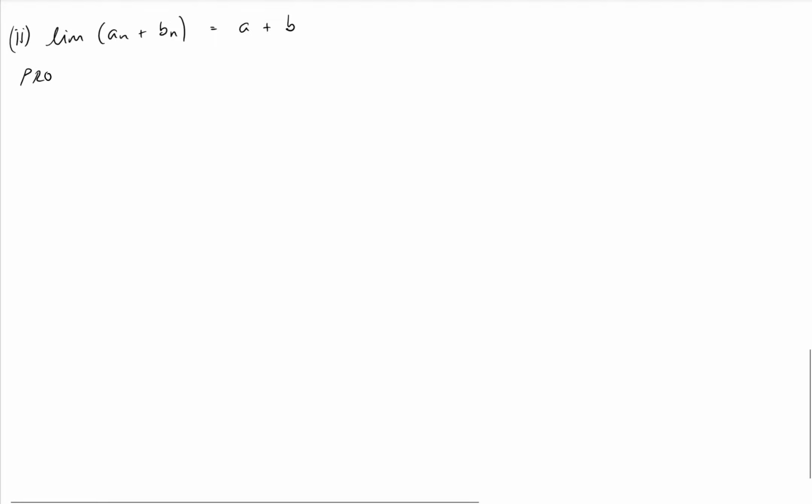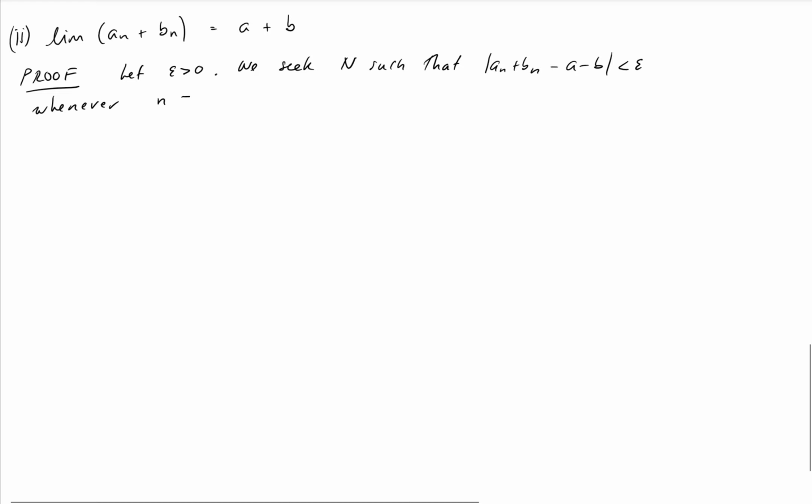So we'll start off by just saying let epsilon be greater than 0. We seek n such that the absolute value of an plus bn minus a plus b, which is minus a minus b, is less than epsilon whenever n is greater than or equal to n.